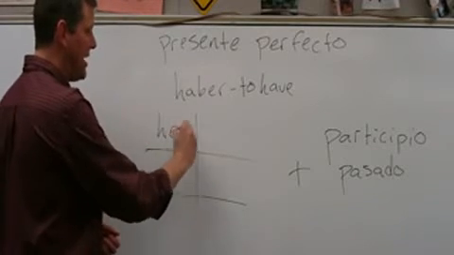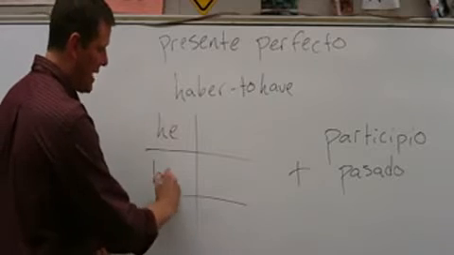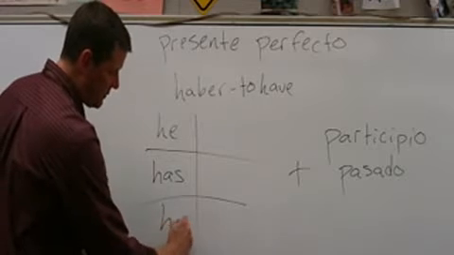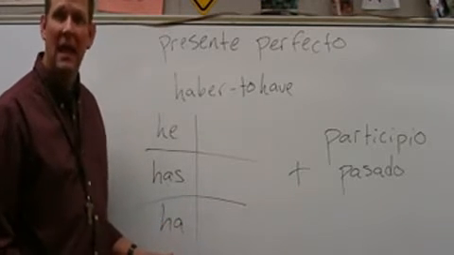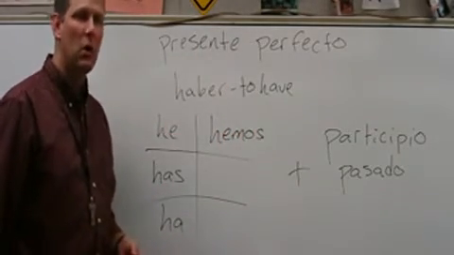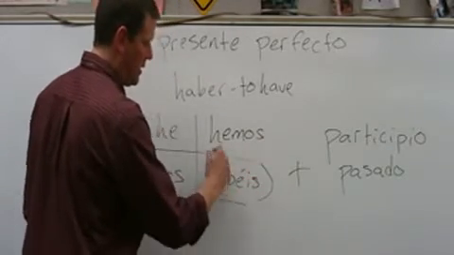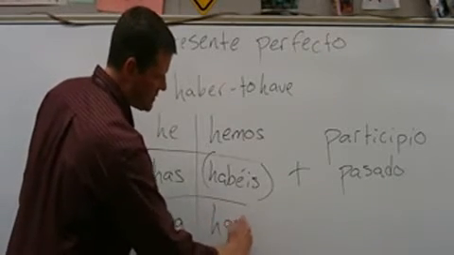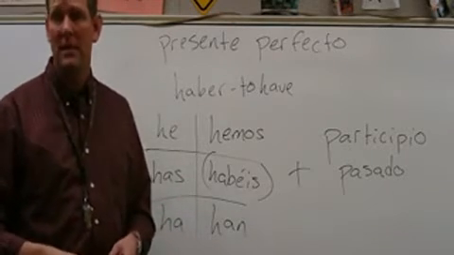The yo form, let me hear y'all say, he. He. That means I have done something. Next one down, let me hear y'all say, has. Has. You have done something. Next one down, let me hear you say, ha. He or she or usted have done something. Come up to the top right, let me hear you say, hemos. We have done something. In the vosotros form here, let me hear you say, habéis. Ye have done something. And then our last one down here, let me say, han. They have done something, or you guys have done something.